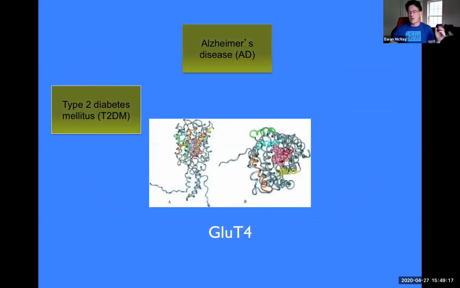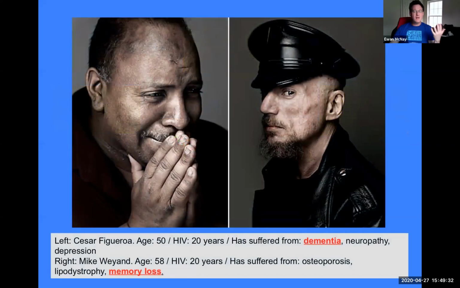Turns out there's a third condition, at least, where GLUT4 is involved, as well as type 2 and Alzheimer's disease. There's an interesting condition called HAND, HIV-associated neurocognitive disorder. And if you look at HIV patients, many of them report cognitive symptoms as a side effect or as a symptom of their HIV infection.